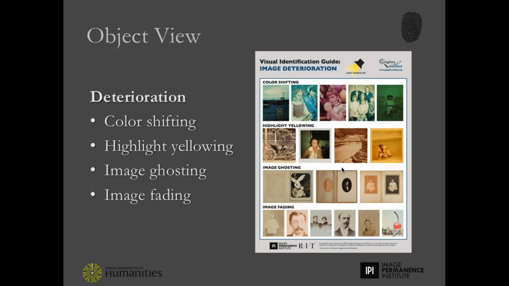Image deterioration can also lend some clues. This can be a key identifying feature for some processes. We've also created a guide for image deterioration. So the color balance of some prints can shift. Highlight yellowing is common for albumin prints as well as chromogenic and some instant prints. Platinum or platinum tone images can exhibit what's sometimes called image ghosting. And finally, silver images and color images can fade.